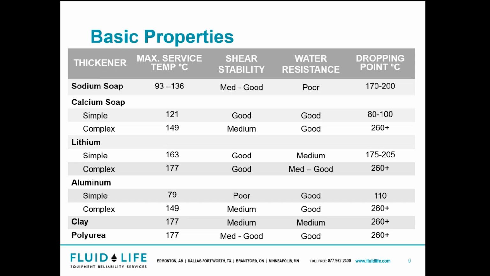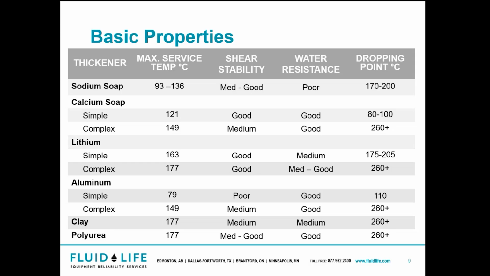And then you can see the difference here between your simple and complex. So something like a lithium we'll use, for example: your max temperature range, about the same shear stability, a lot better water resistance, and the dropping point is where you see the big difference here. So dropping point is basically where that grease starts to drop out of a crucible when it's heated. Basically when it starts oozing out of a crucible is what we use as our dropping point.